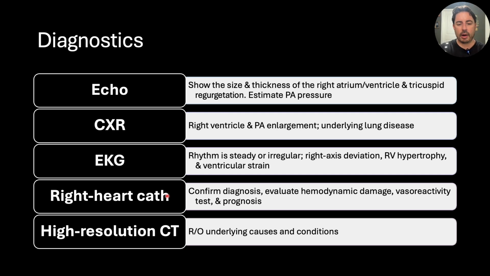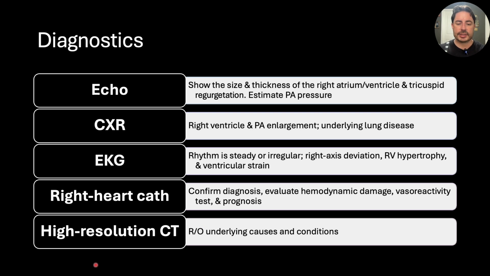When we do a right heart cath, this will actually confirm our diagnosis or our hunch or our thought that this patient has pulmonary hypertension. We can evaluate any of the hemodynamic damage that's taken place. We can do some vasoreactivity testing to identify how much damage has been done, and we can give the patient a true prognosis as to what to expect moving forward.